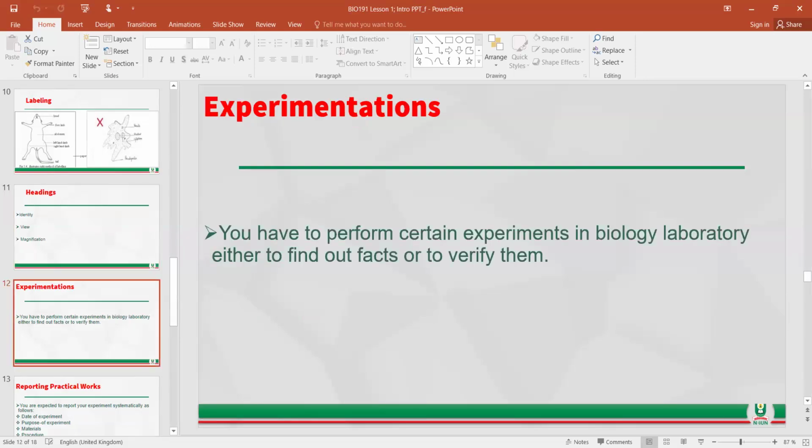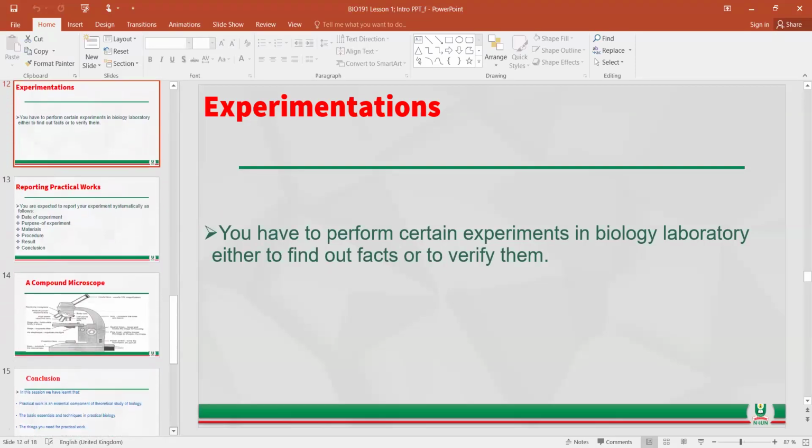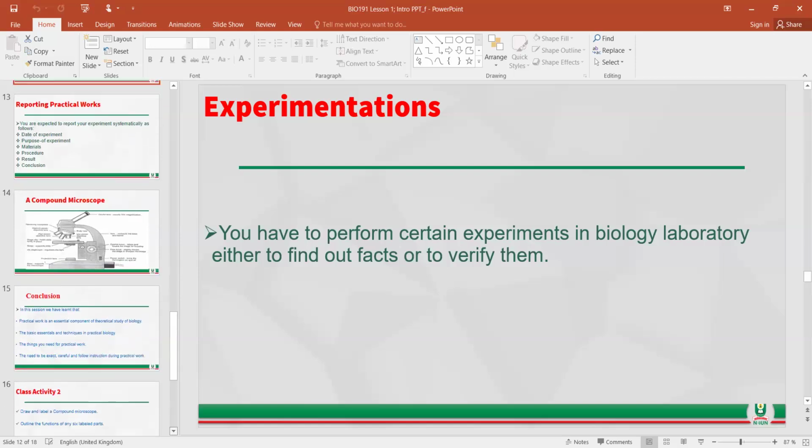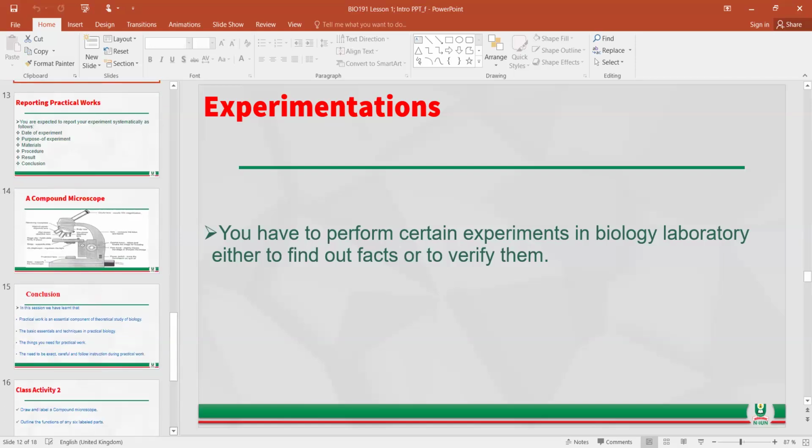Then there are times for experimentation, when you have to go to the lab and carry out experiments, either to find out facts or to verify already existing facts. You go to the lab, you're given instructions on what to do, like take the beaker. After performing your experiment, following the instructions, and getting your results, you report.